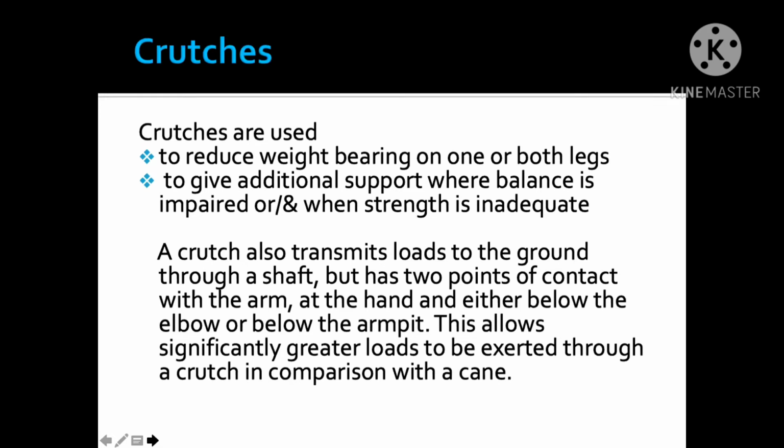Now we will go on to crutches. Crutches are used to reduce weight bearing on one or both legs, to give additional support where balance is impaired and when strength is inadequate.